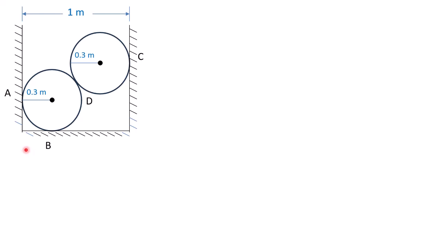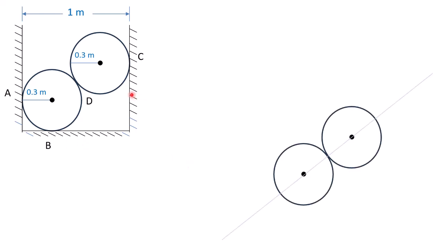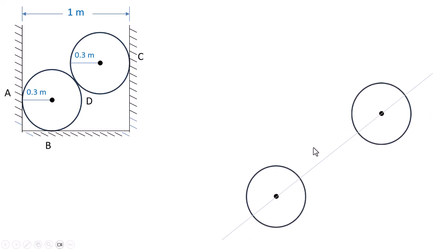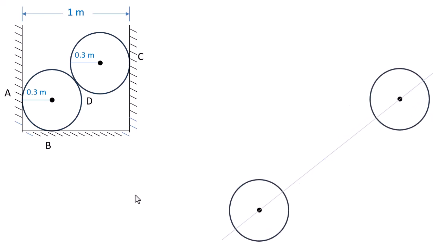Now, look at the contact points where reactive forces are developed. Points A and C provide horizontal wall reactions. Point B provides a vertical support reaction. Contact point D gives a contact reaction along the line joining the centers of the cylinders.